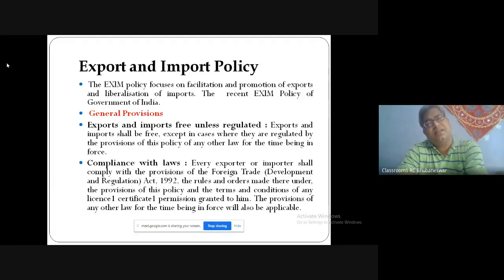But now the topic is export and import policy. Export and import policy can also be evaluated to facilitate the promotion of exports.